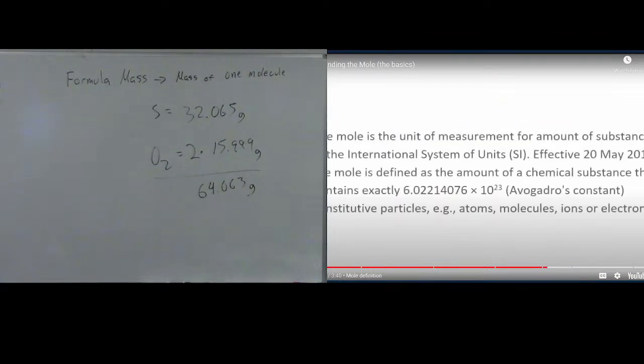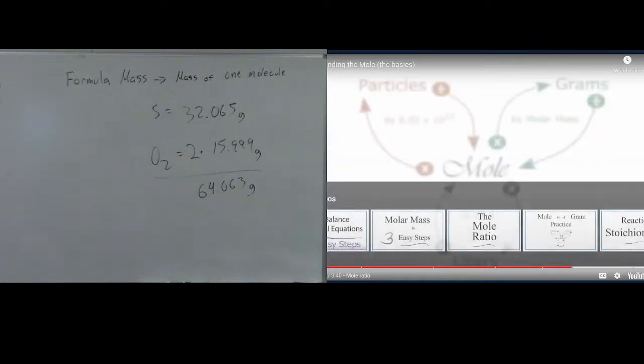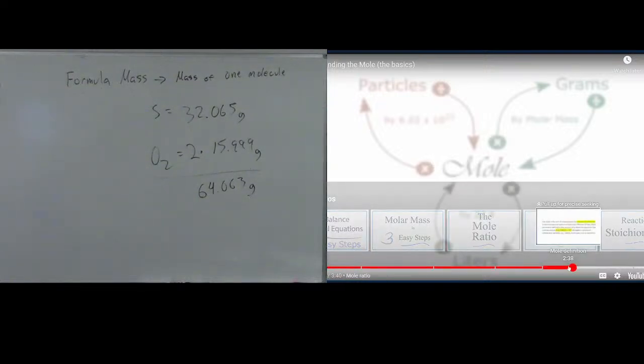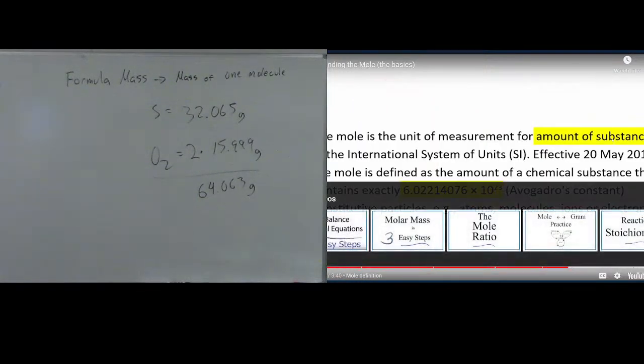The definition of the mole has changed over time. The current definition has the mole as the amount of substance that contains exactly 6.02 and some numbers times 10 to the 23rd particles. You might know this as Avogadro's constant. Let's go back to that. We do need to know this, okay? He said several important things there.